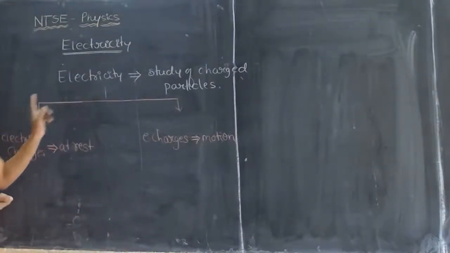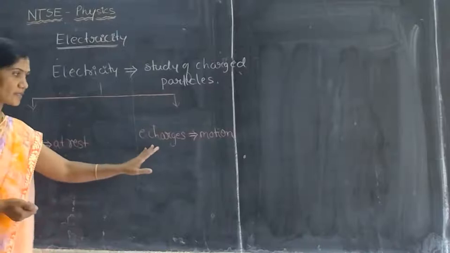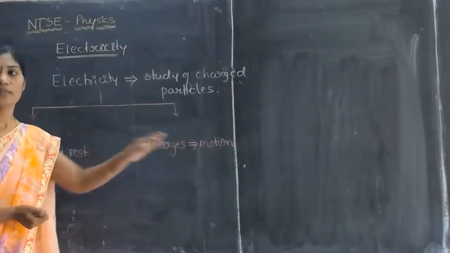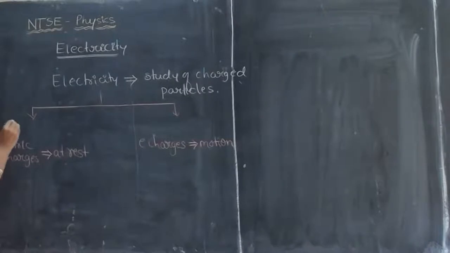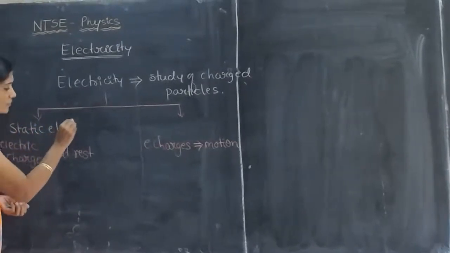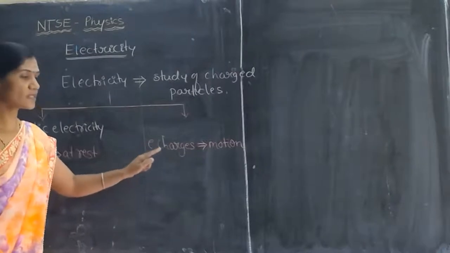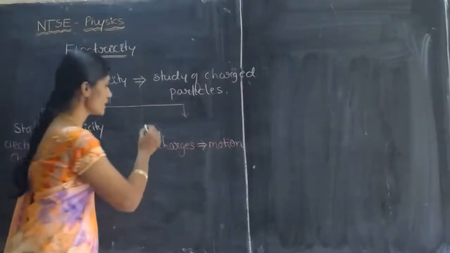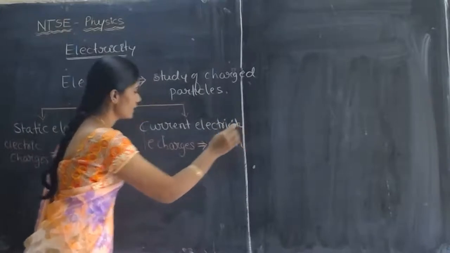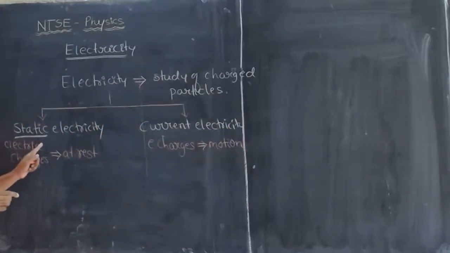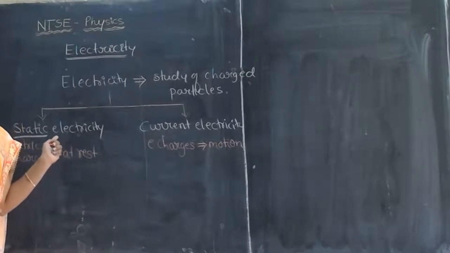Electricity is usually studied in two branches. In the first case, we study the charges which are at rest. In the second case, we study the charges which are in motion. The branch of physics which deals with the study of charges at rest is called static electricity, also called electrostatics. And the other branch of physics which deals with the study of electric charges in motion is known as current electricity. Here, the word static means a state in which the object or particle is not moving. We can say it's the rest position.